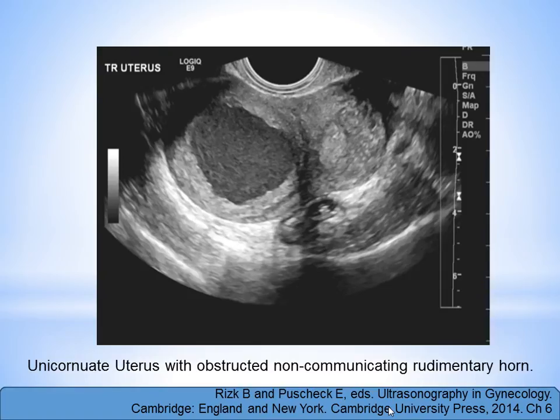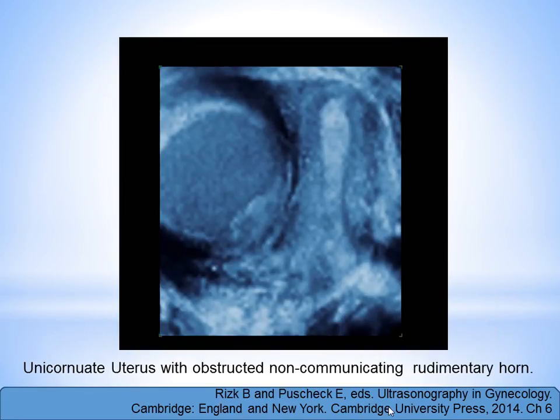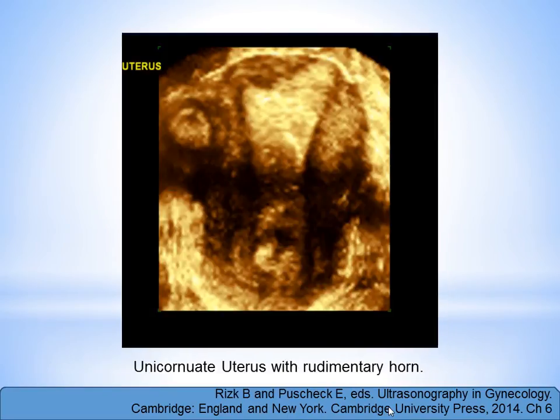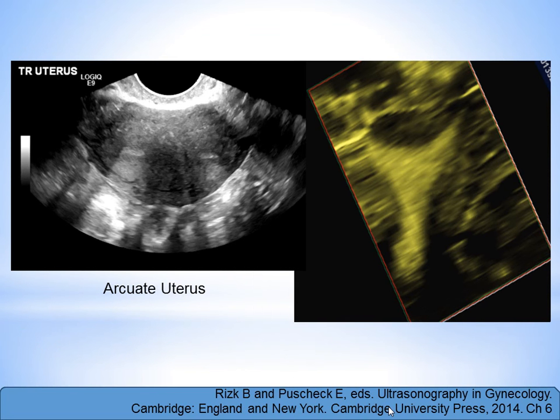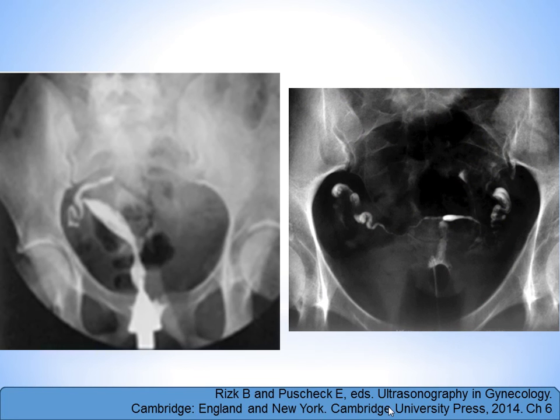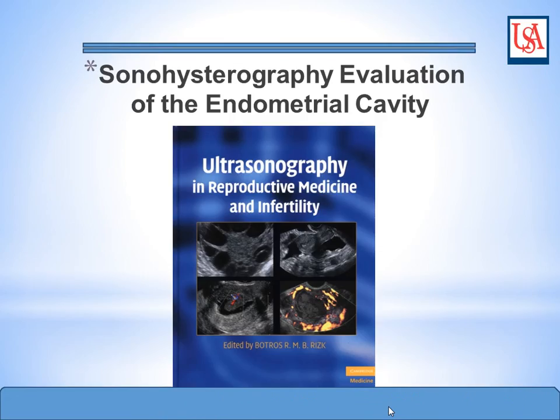So again, I told you that there are two sides and they join and the wall melts and all this sort, but you can have a remnant of one side that does not join the other. This is also unicornuate, which is the good side here, and this is a non-communicating rudimentary horn. Again, unicornuate with a coronal cut, and that's this side, and then non-communicating rudimentary horn. Unicornuate with non-communicating rudimentary horn. And this is a simple arcuate again. Okay, unicornuate uterus. So we're done with that part.